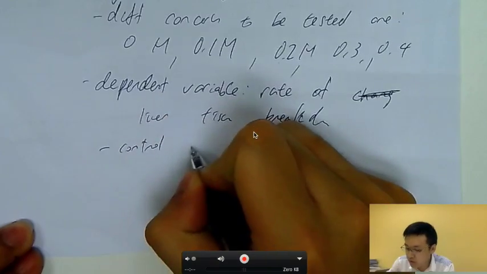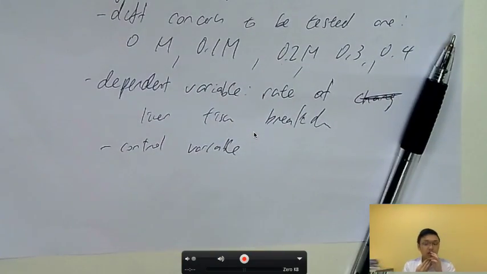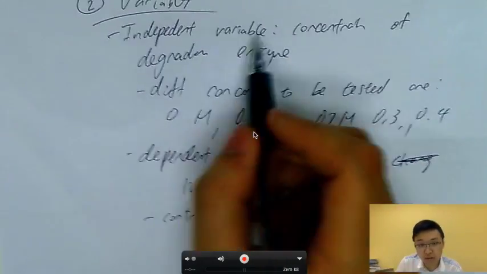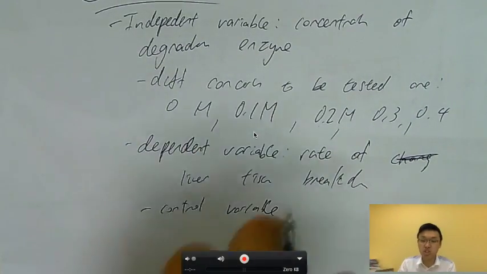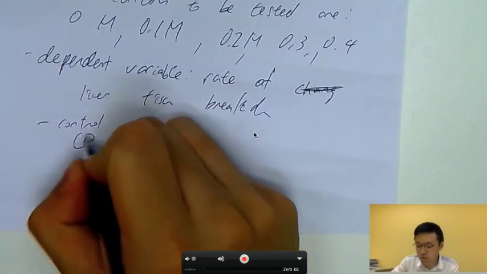Because when you're doing an experiment, you're looking for a causal relationship, right? Cause and effect. So you want to keep all the other variables constant, okay? So that we can only see the effect of changing the independent variable. If every variable is changing, you don't know what variable is causing that change, right? So what are some important variables to control in this experiment?